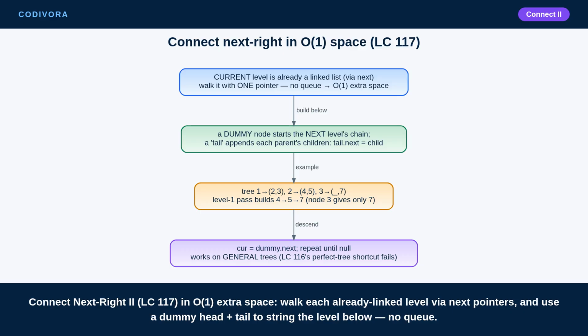Take a general tree. 1 with children 2 and 3, 2 with 4 and 5, 3 with only a right child 7. Walking level 1 builds 4, 5, 7, because node 3 contributes only 7. When a level runs out, the next level's head is just dummy.next, so you descend and repeat. 3 pointers, no queue, and unlike the perfect tree version, this handles trees with missing children.